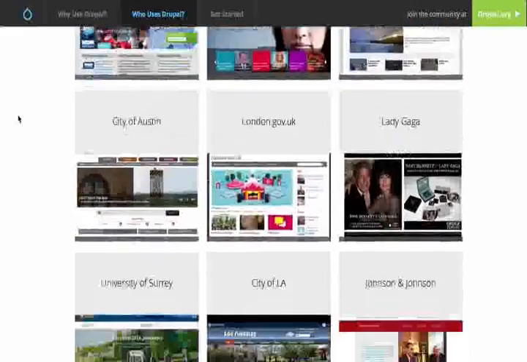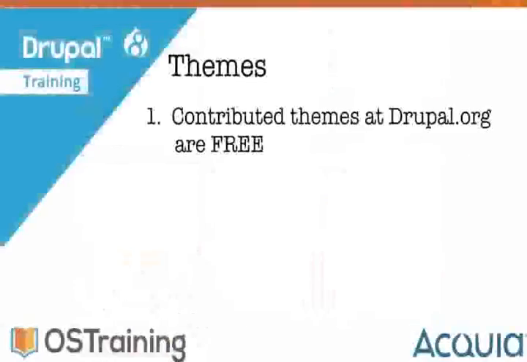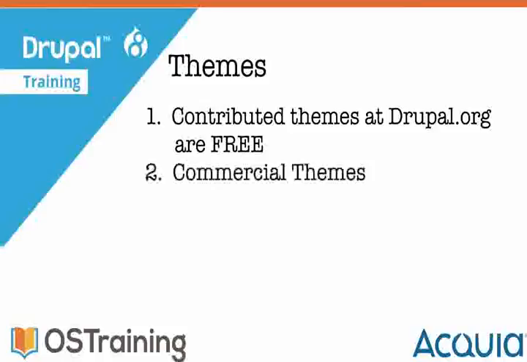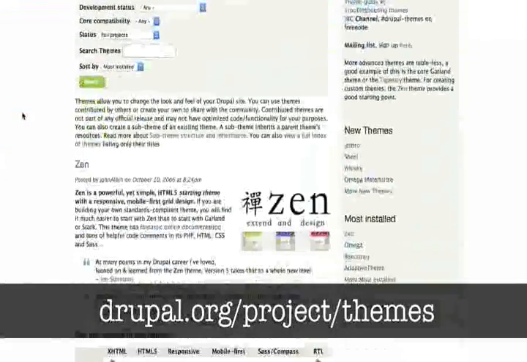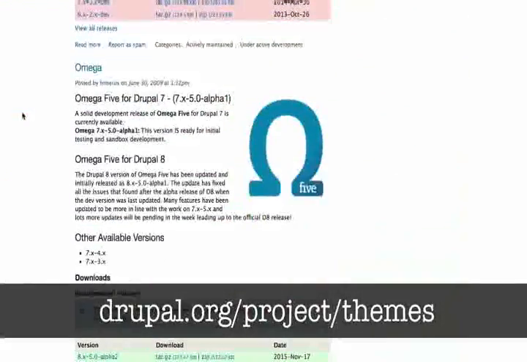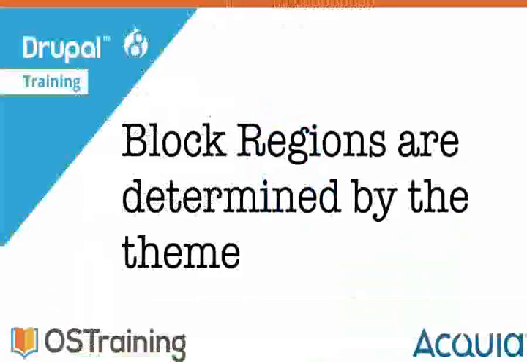Here are a few things to remember about themes. We can get themes from a few different places. We have free themes at Drupal.org which are called contributed themes. Or we can purchase a theme from a number of different vendors also. Or we can create our own theme like Artisteer from Artisteer.com. That is, build it from scratch. Contributed themes can be found at Drupal.org/project/themes.